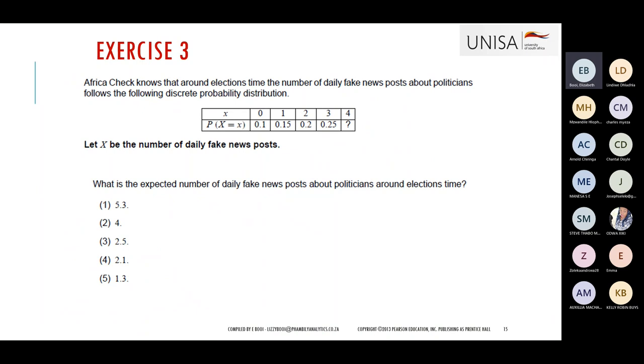Your next exercise: calculate the expected number. What is an expected number? That is the mean. I'm going to give you the formula just now, which is that the expected mean is the sum of your X observations times their corresponding probabilities.